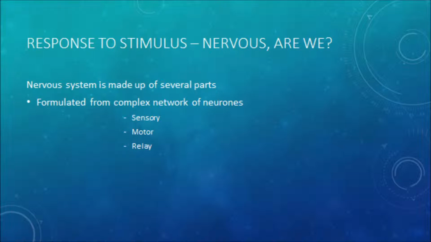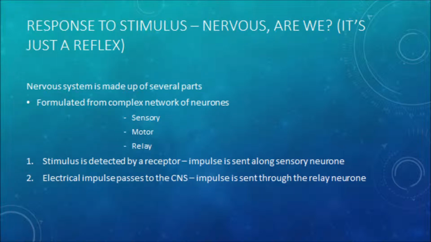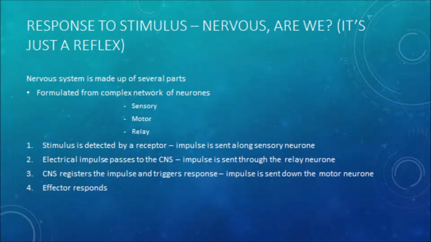A stimulus is detected by a receptor, and the impulse created is passed along a sensory neuron. The electrical impulse is passed through the central nervous system by relay neuron, where the stimulus is registered, but the brain doesn't think about the response, it is automatic. The impulse is sent down the motor neuron to the effector, which responds in turn to the stimulus. Because this is automatic and involuntary, there is little delay, as reflexes are usually responses to negative stimulus.